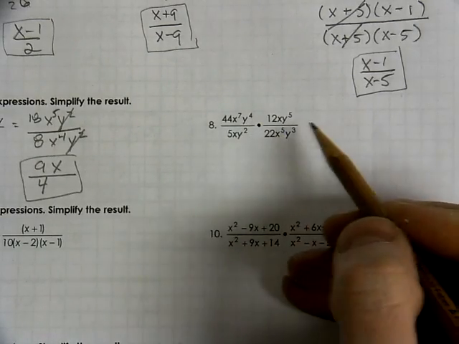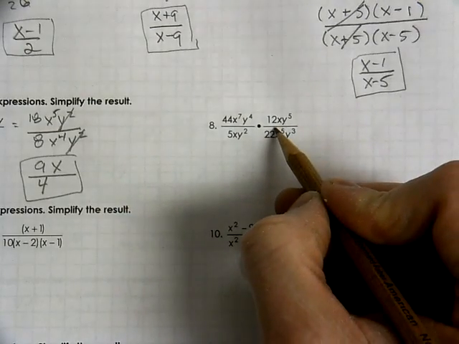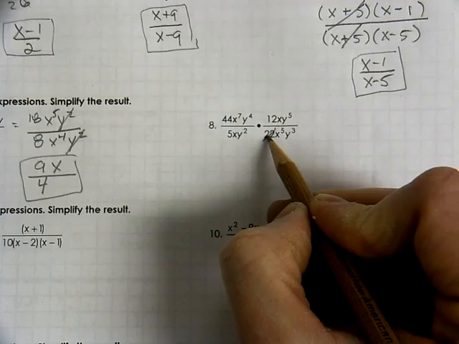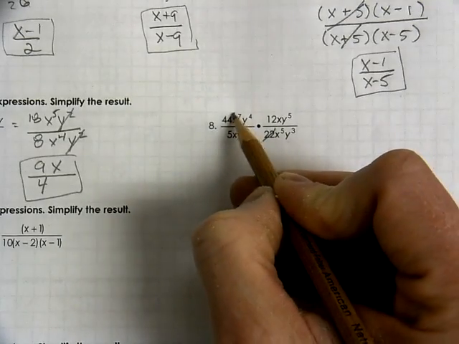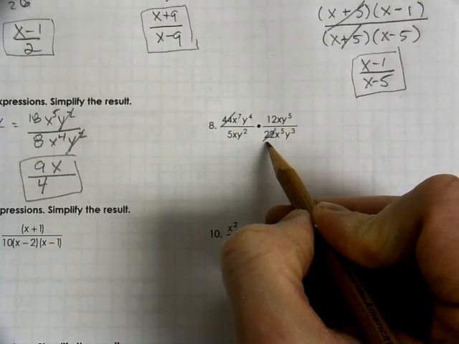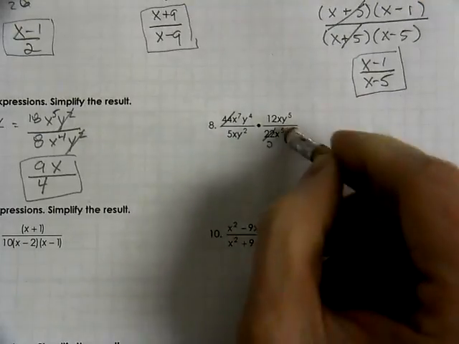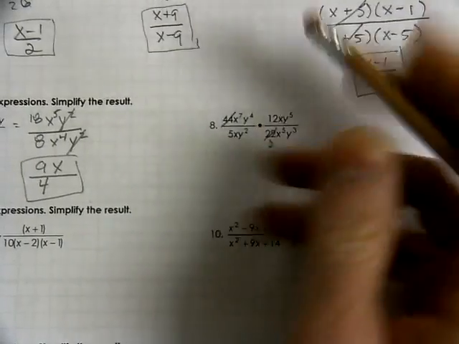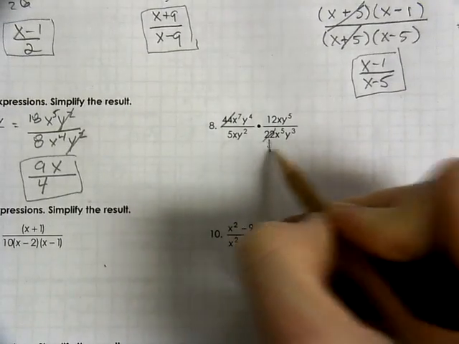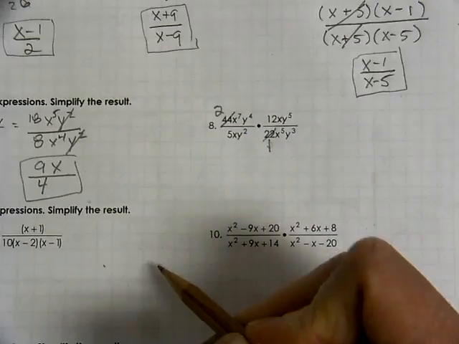Here you have an option. You could either multiply like I did before, or you could reduce ahead of time. What number goes into 22 and what number goes into 44? 11 goes into 22 2 times. Well, how about 22? 22 goes into 22 1 time. 22 goes into 44 2 times.